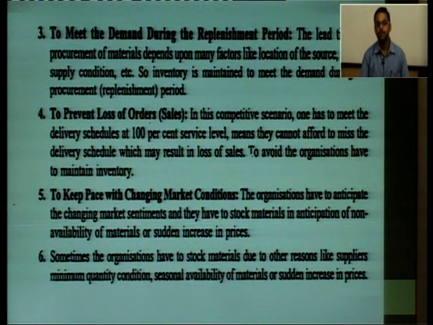Number 4, to prevent the loss of orders or sales. In this competitive scenario, one has to meet the delivery schedules at 100% service level. Means they cannot afford to miss the delivery schedule. As I told you earlier, if you miss the customer, you miss the sale. To avoid that, organizations have to maintain the inventory.